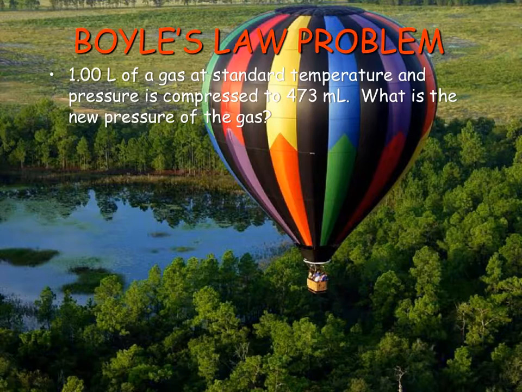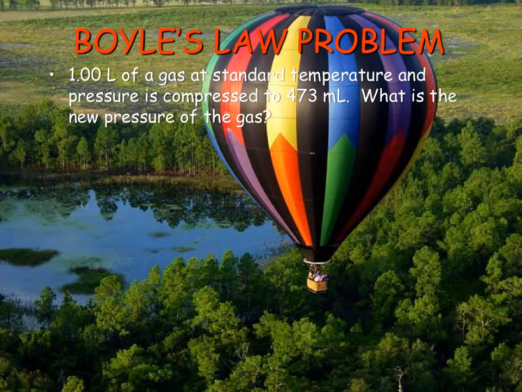Okay, the best way to approach these problems is to read the information and make a table of all the values that you're given. We see 1.00 liters of a gas at standard temperature and pressure is compressed to 473 milliliters. So what's changing is the volume. It becomes even less than half of what it was. So if the volume is decreasing, we expect the pressure to be increasing. That inverse relationship between pressure and volume is what Boyle's law is all about. So what's the new pressure? The unknown is the new pressure.